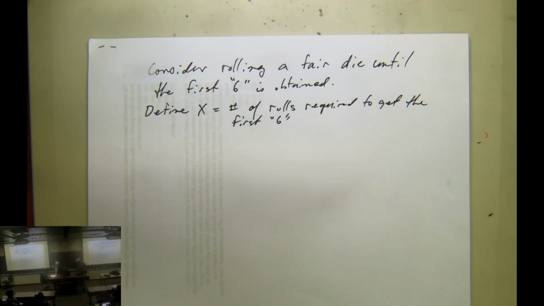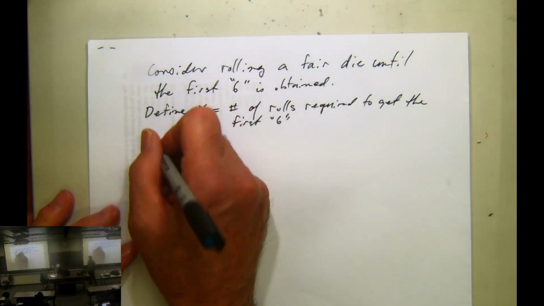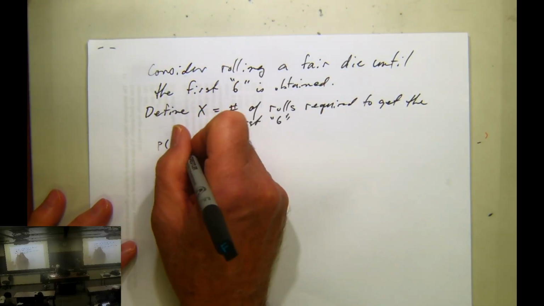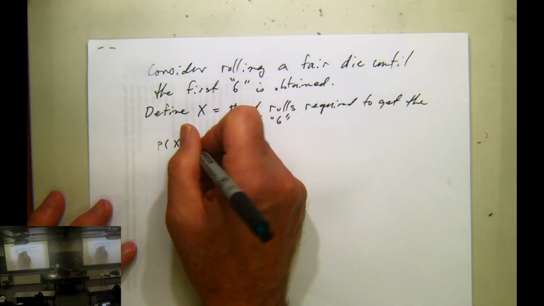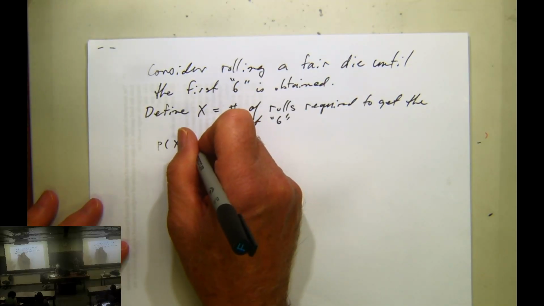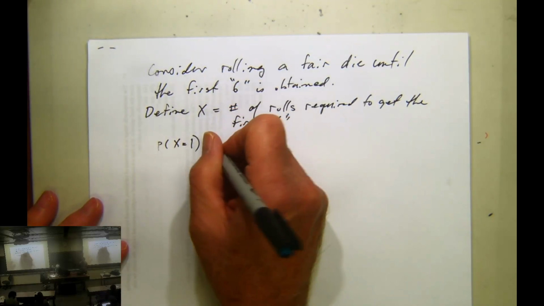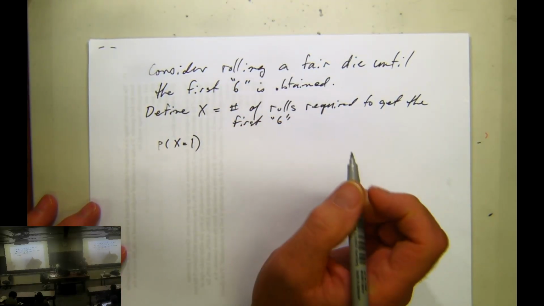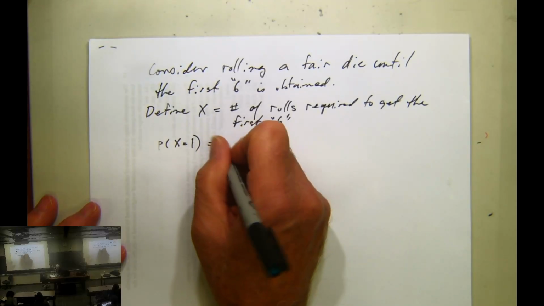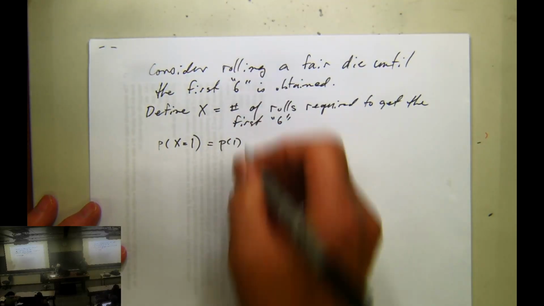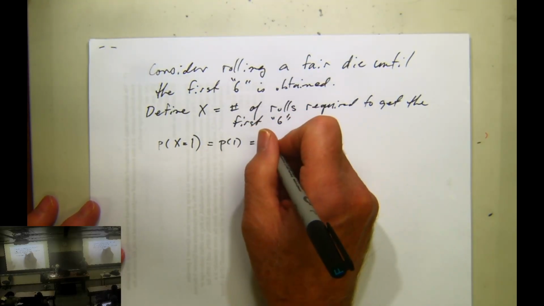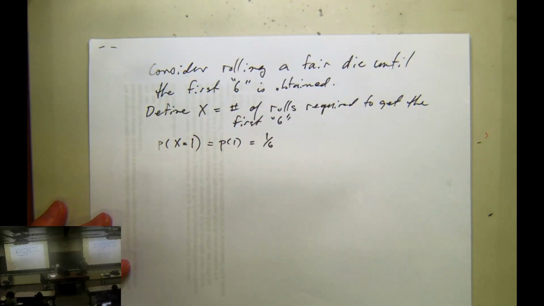So we can define x equals the number of rolls required to get the first 6. If we did this, the probability x equals 1, meaning we roll it once and get our first 6, I'll call that p of 1. That's just going to be 1 out of 6.